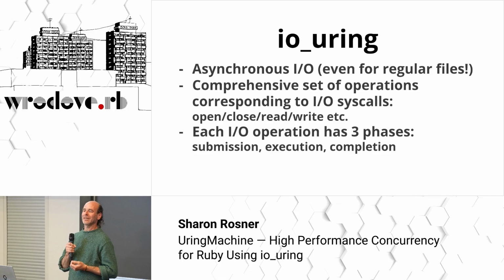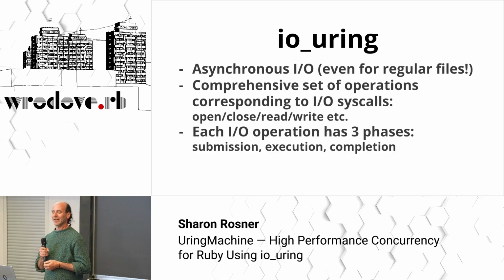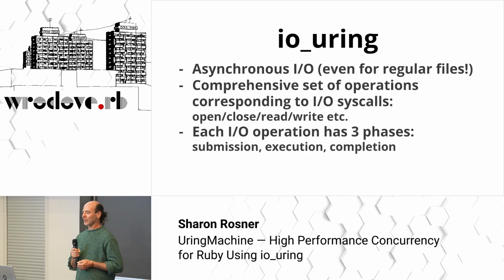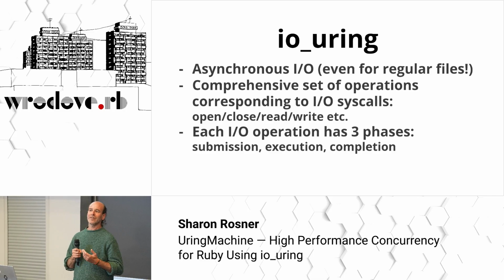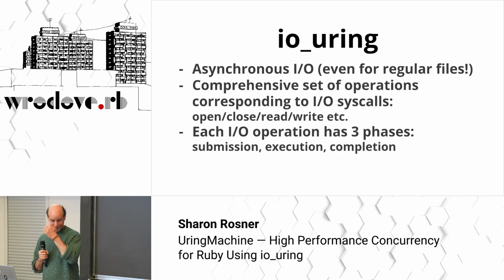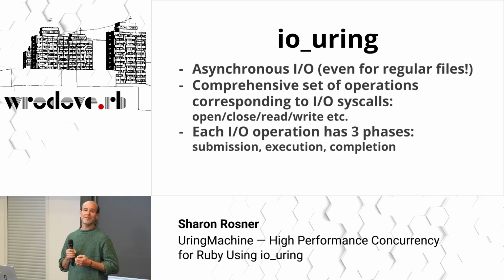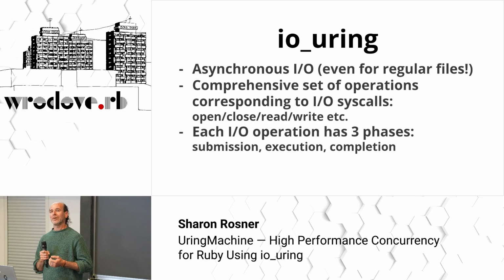So io_uring is an interface for performing asynchronous I/O. It is a Linux-specific interface. It doesn't exist on other operating systems. It provides a comprehensive set of I/O operations that follows the design of the normal system call I/O API. And it provides asynchronous I/O by breaking each I/O operation into three phases: submission, execution, and completion.